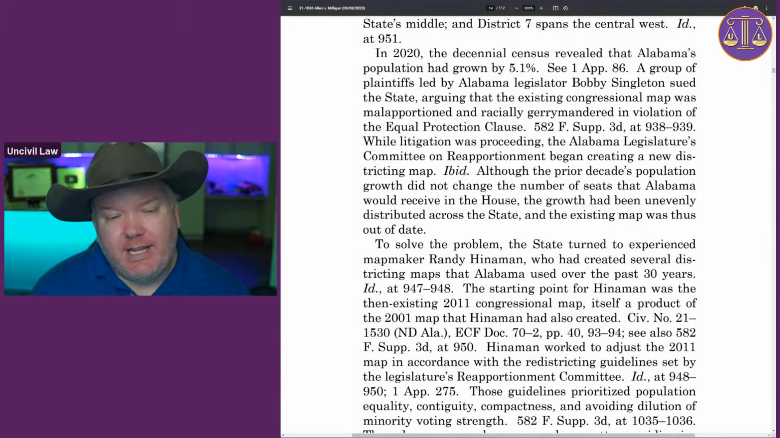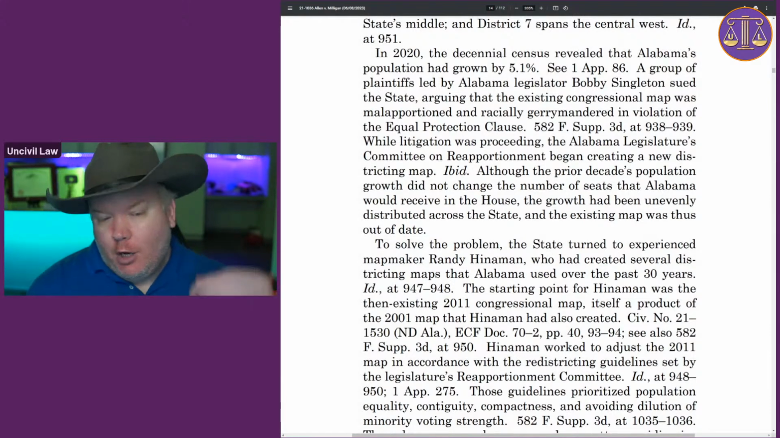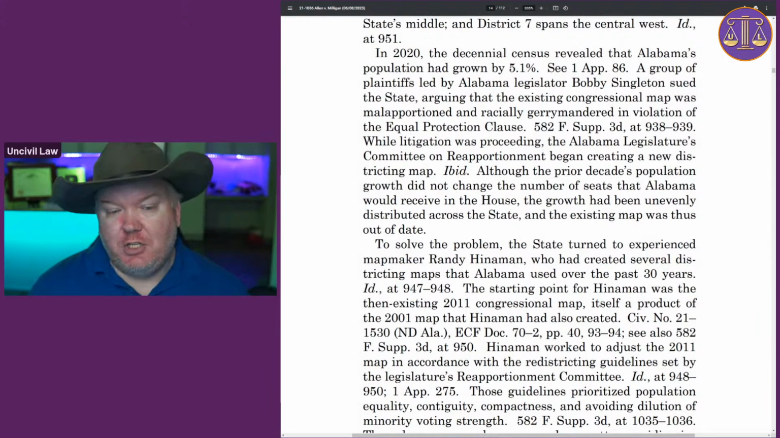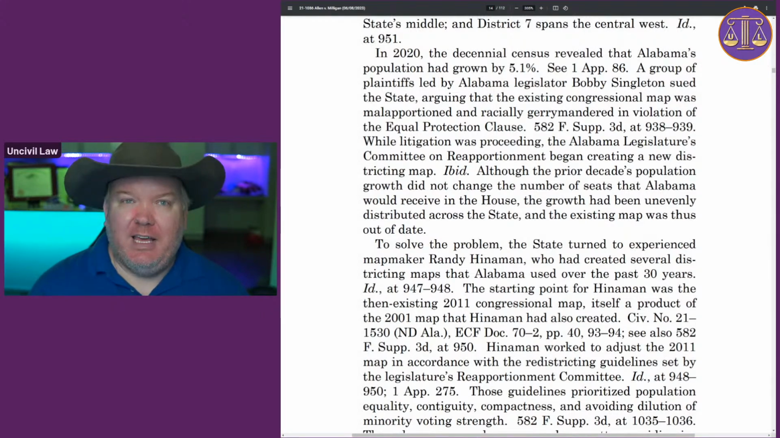While litigation was proceeding, the Alabama legislature on reapportionment began to create a new district and map. Although the prior decade's population did not change the number of seats, the growth had been unevenly distributed. Yeah, I would think you'd have to do it in any event. Again, even if the population literally was exactly the same, it's probably not true that everyone is exactly where they were 10 years before. So you probably have to redraw the lines in any case, I would imagine.